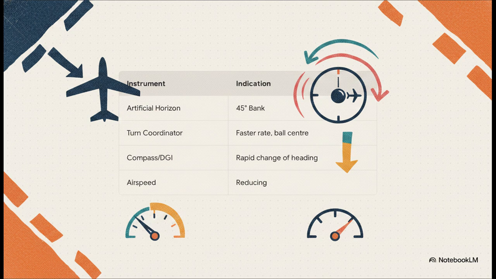Your turn coordinator will definitely show a faster rate of turn, but remember, that ball must stay perfectly centered. Your compass and directional gyro will be rapidly spinning through headings, and you're actually going to notice your airspeed dropping off a bit because of that increased load factor we talked about. Matching what you feel in your gut to this specific instrument check, well, that's what makes a truly great pilot.